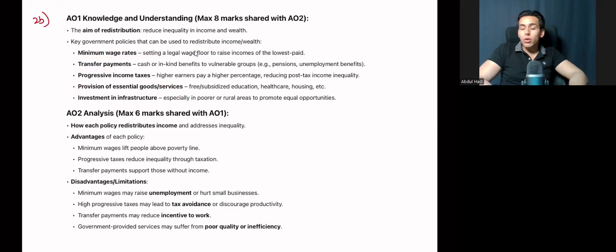Now, in the knowledge part, you only have to define what they are, like what is meant by minimum wage rate, what is meant by transfer payment. Then in the analysis part, you will explain all these concepts and you will give your benefits and drawbacks: how each policy redistributes income and addresses inequality. The first one, advantages of each policy. Minimum wage lifts people above the poverty line.